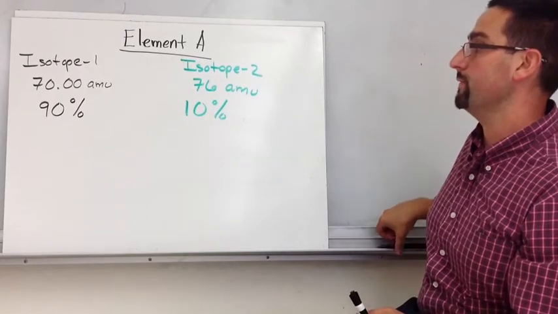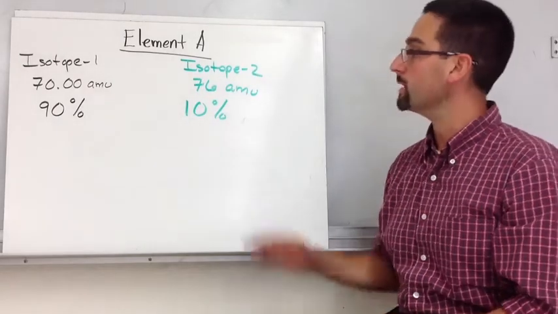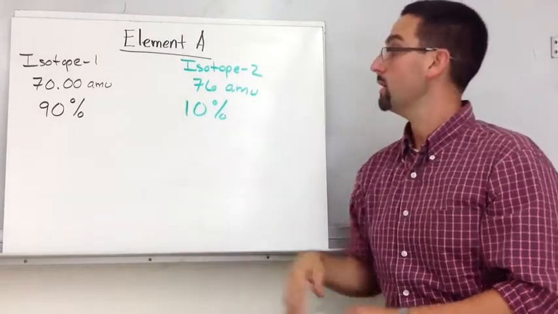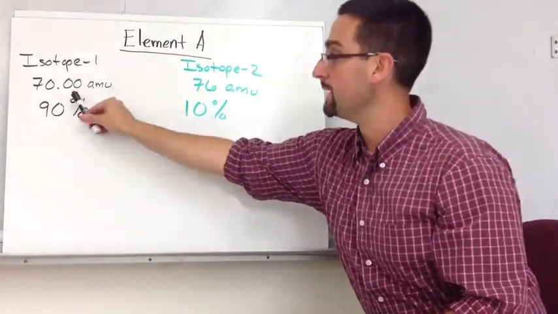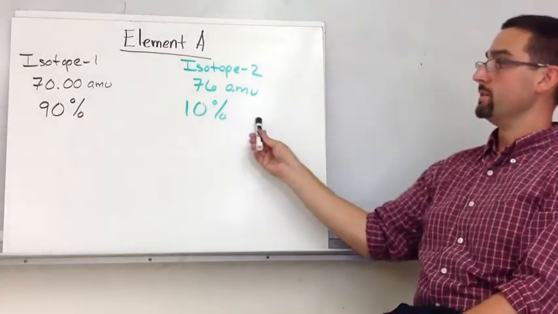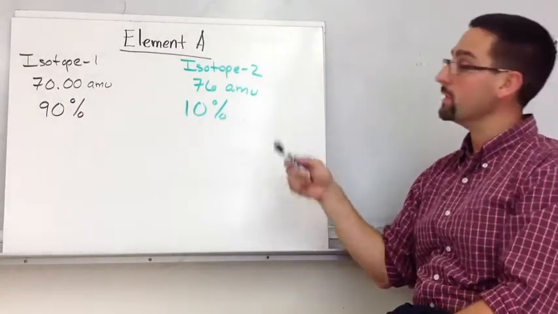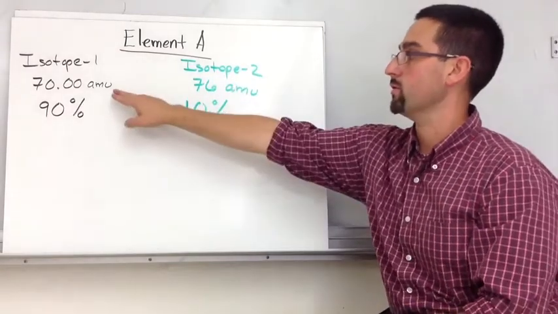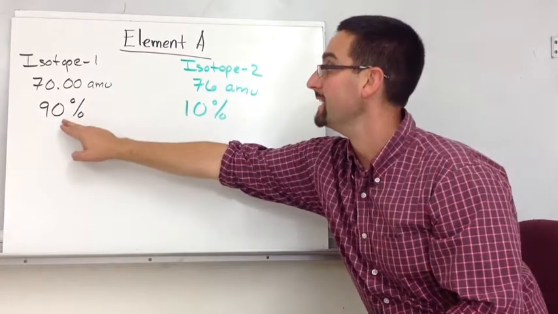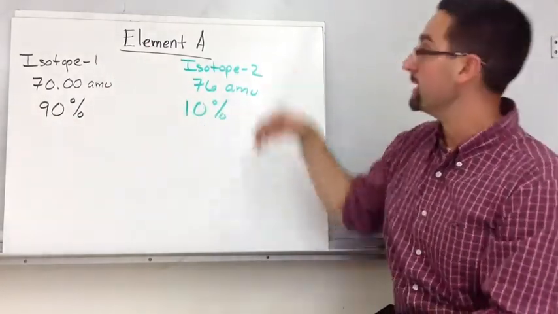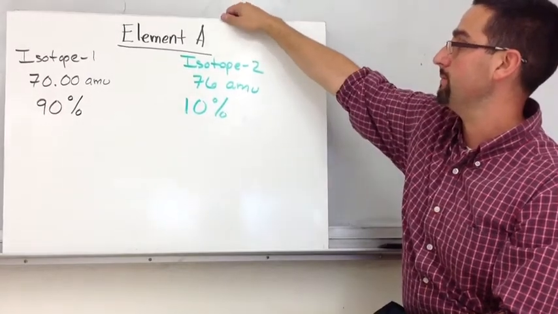And if you think about it, think about which way the average should tilt. Should it go more towards 70 AMUs on average, or should it lean to 76? Looking at these numbers, you're probably telling yourself, the average should be very darn close to 70 because 90% of element A is in the form of isotope 1.